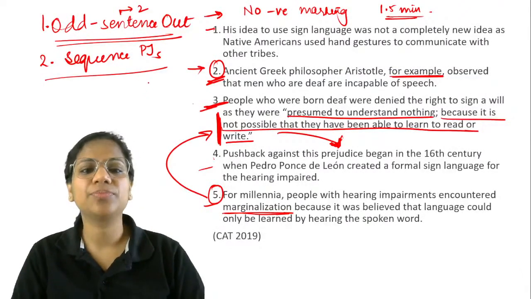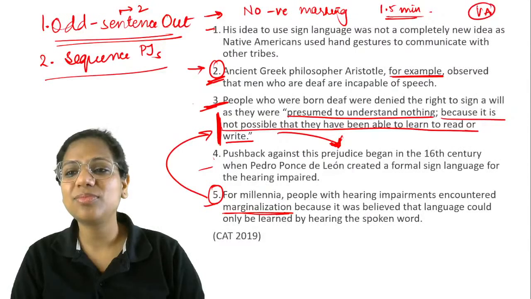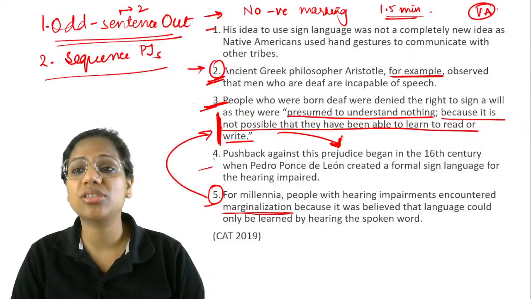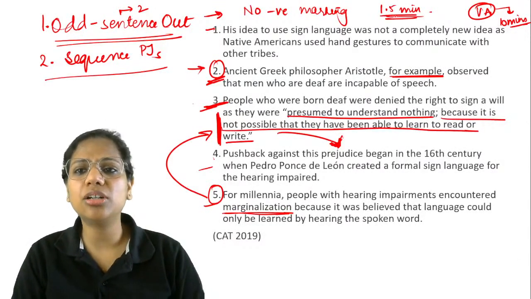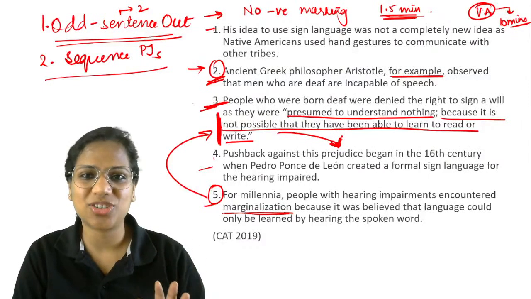Your VA section, if let's say the number of questions remain the same, then you'll be able to devote only 10 minutes to it. In those 10 minutes, you have to attempt 8 questions. So anyway, you can't afford more than 1.5 minutes on these 2 questions.